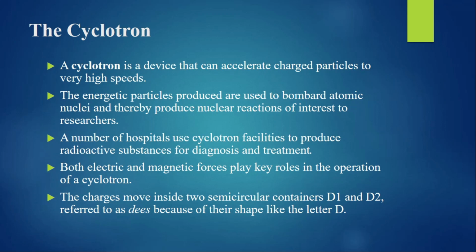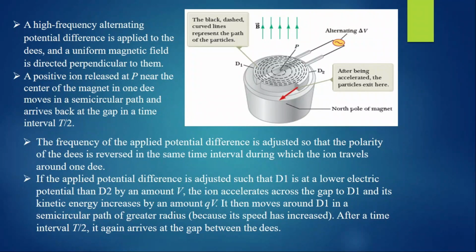The charges move inside two semicircular containers, D1 and D2, referred to as Ds because of their shape like the letter D. A high-frequency alternating potential difference is applied to the Ds, and a uniform magnetic field is directed perpendicular to them. A positive ion released at P near the center of the magnet in D1 moves in a semicircular path and arrives back at the gap in a time interval T divided by 2.